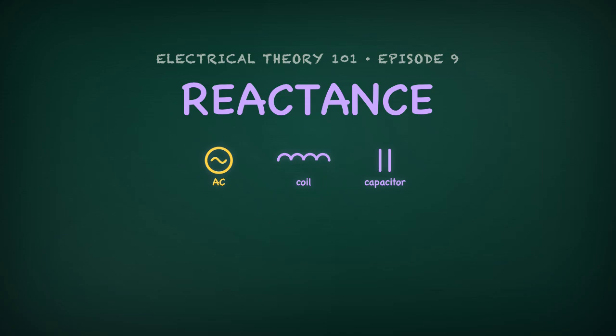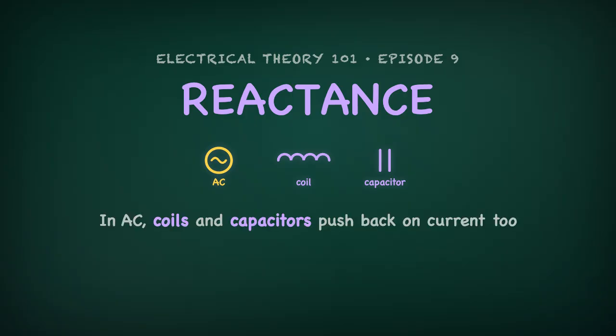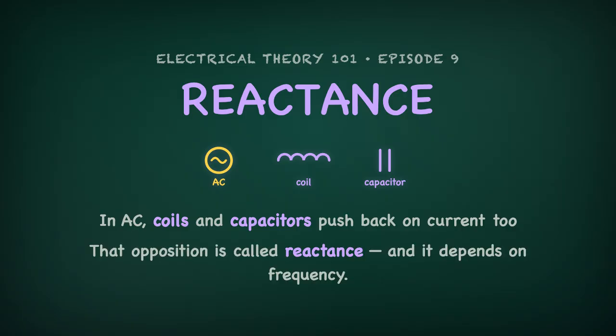You've been working with resistors, but in AC there are two more components that push back on current, the coil and the capacitor. They don't turn energy into heat like a resistor does. Instead, they oppose the changing current in a way that depends on frequency. That frequency-dependent opposition is called reactance. Let's meet both kinds. First, the contrast.